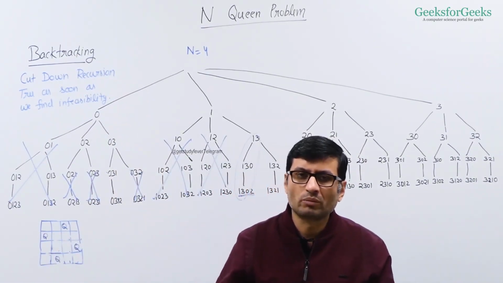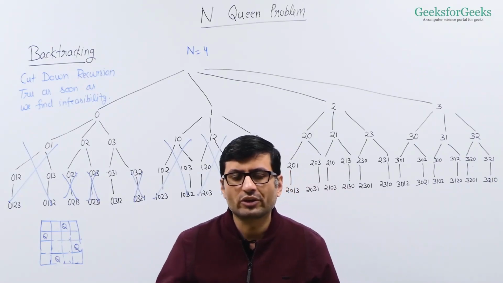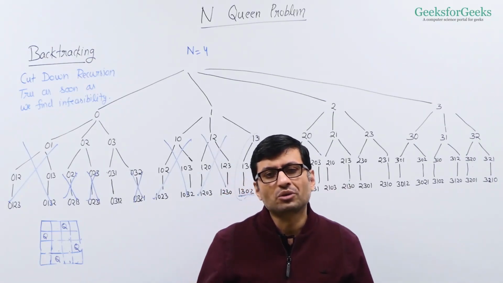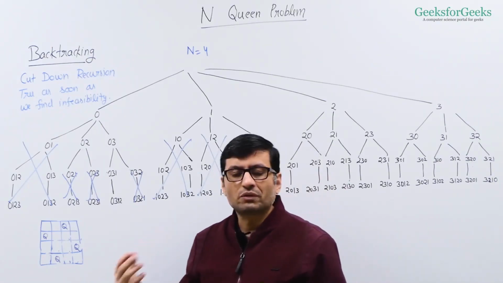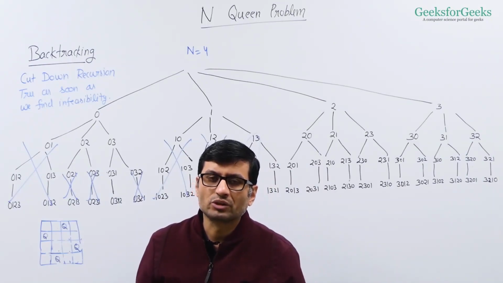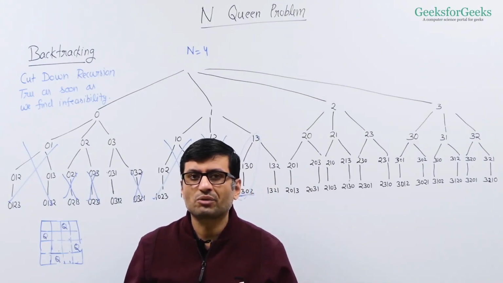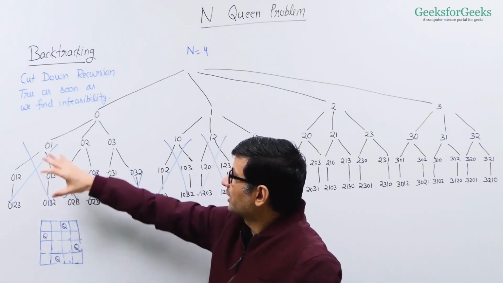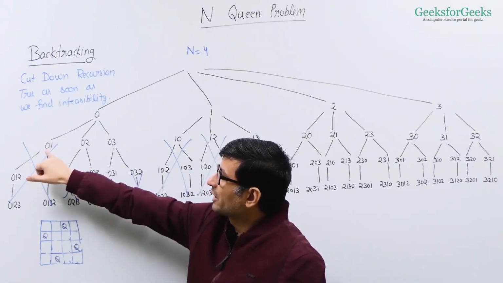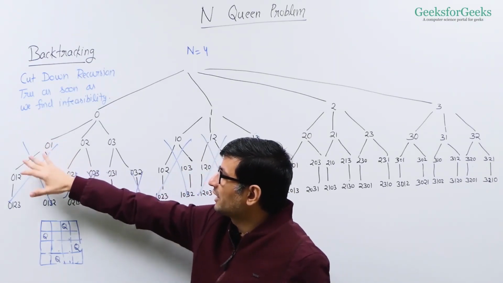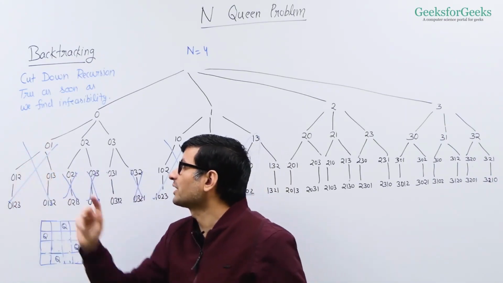We follow the normal recursive process like generating all permutations, but in this solution, as soon as we find that this path is not going to lead to the solution, we cut down that recursion. That way we save a lot of work. We did not execute this whole recursion tree because we realized that 0, 1 is a clash, right? So we did not go down and make these two recursive calls.